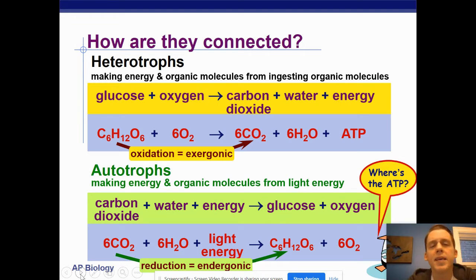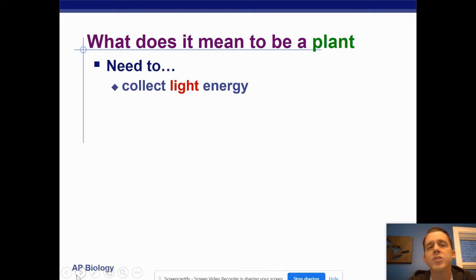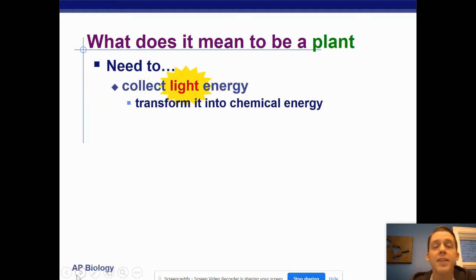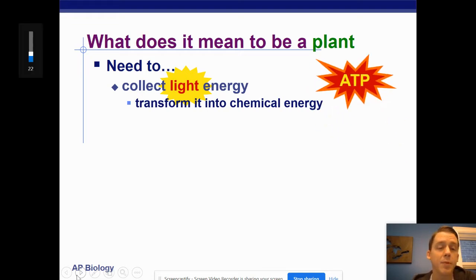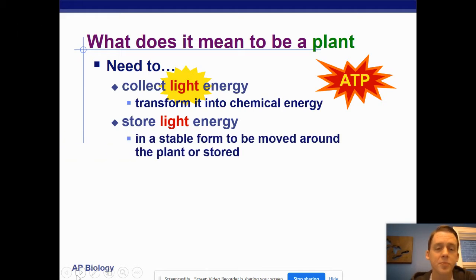So where's the ATP in autotrophs? Well, the ATP is not going to be used to make organic molecules. Instead, plants use light. So what does it mean to be a plant? Well, a plant needs to collect light energy. All right? And then the plant has to transform that light energy into chemical energy. That chemical energy is going to be ATP. It then has to store it, and it has to store it in a way that is stable and can be stored for a while.